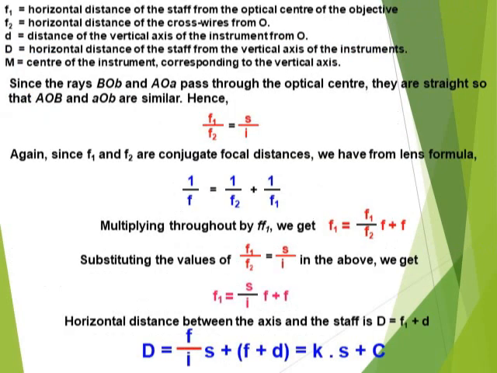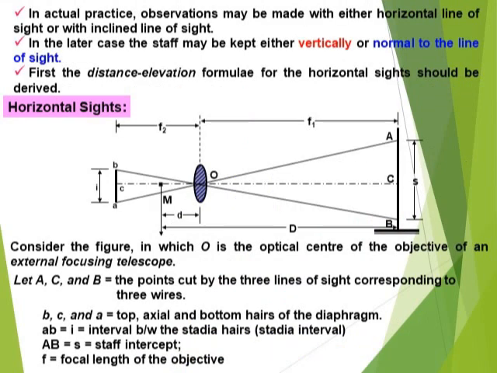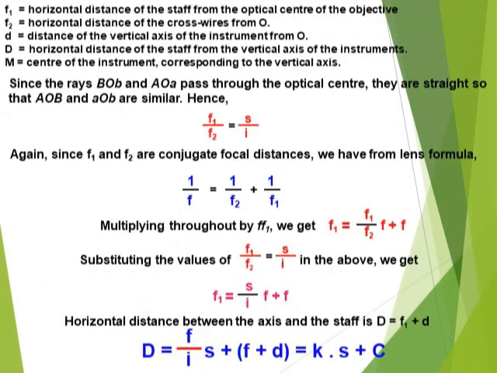Since f1 and f2 are conjugate focal distances, we have the lens formula, that is 1 by f. From the lens formula, we get 1 by f is equal to 1 by f2 plus 1 by f1. We multiply by f1 throughout, so we get f1 is equal to f1 by f2 into f, plus f, as seen in the figure. Now, if you substitute the value of f1 by f2 equal to s by i in the above, we get f1 is equal to s by i into f, plus f.